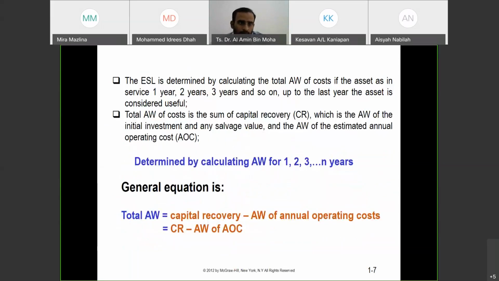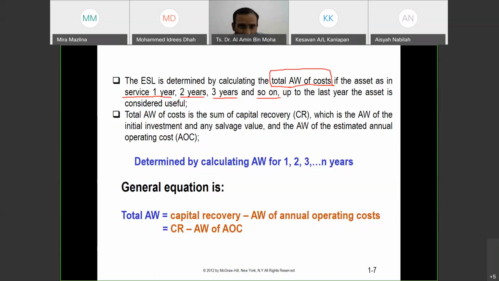The ESL is determined by calculating the total AW of cost if the asset is in service for year 1, year 2, year 3, and so on. So it's a bit tedious. If the study involves 3 years, it's okay, you just calculate AW for year 1, year 2, and year 3. But if it's 10 years, you still need to do that manually for each year.